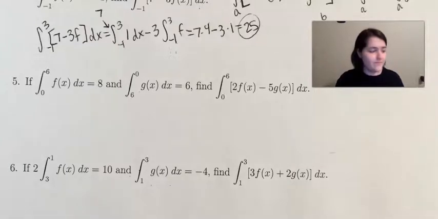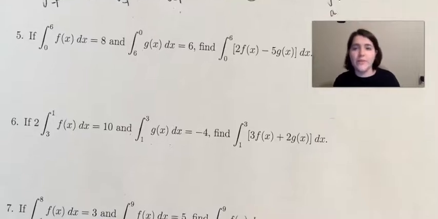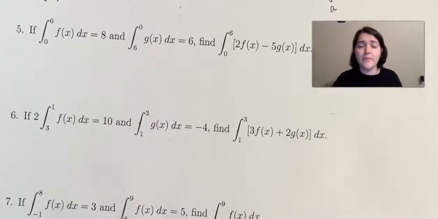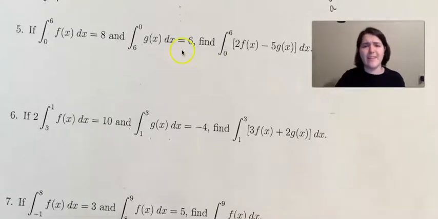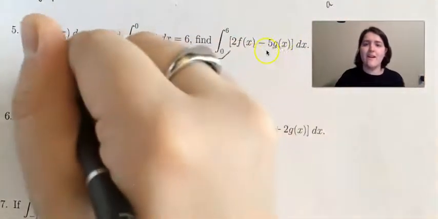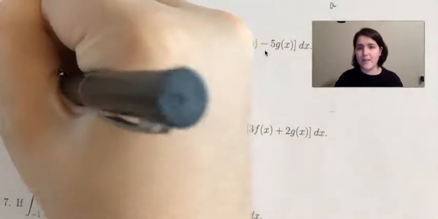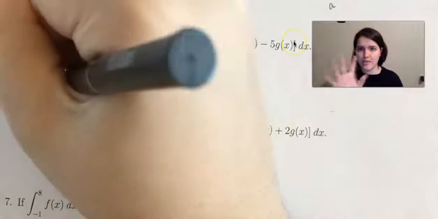Number 5. So number 5, we're going to use separation again. And I think it's pretty clear if you look at the problem. Oh, it's slanted. It's fine. Okay, so if you look at the problem here, it's kind of easy to see that you're going to be separating, because you have the two different functions and they're being subtracted.